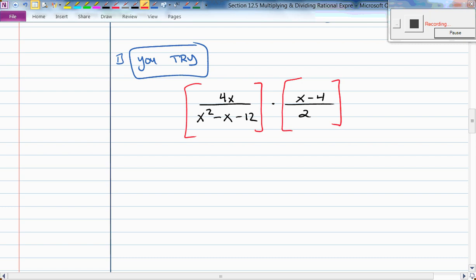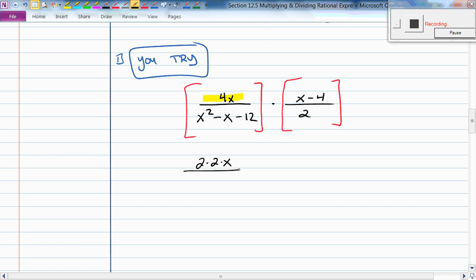Here we go. All right, let's look at the top left piece. We're going to scaffold this for you. We're going to do the top left piece. 4x, who can factor 4x for me? What's it going to be? Yeah, 2 times 2 times x, that's fine, okay.